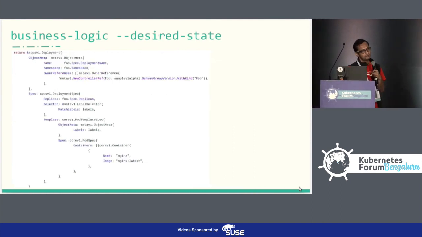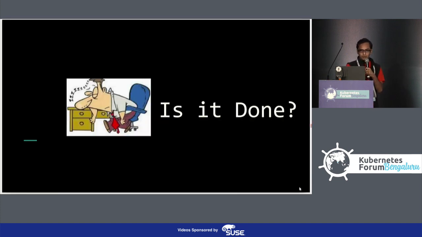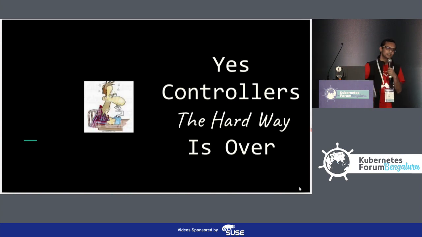All right, to make it very simple, the desired state in the sample controller is that we want that particular structure of the deployment. This is the deployment that should get created as a desired state, given a foo resource. Now, are we really done? It's getting really heavy. The answer is yes, the controller's hard way is over. We are done with it, right?